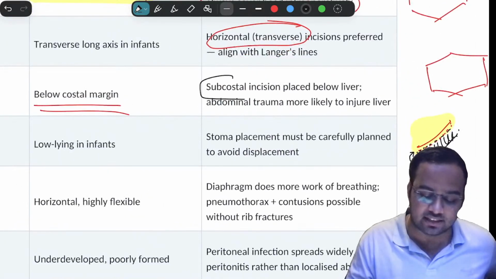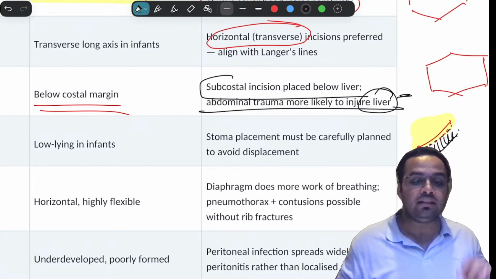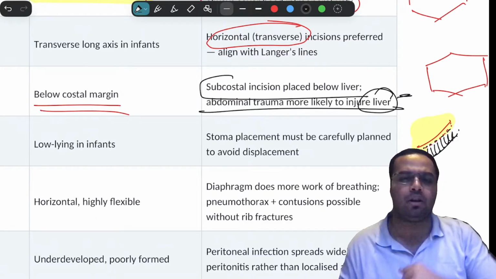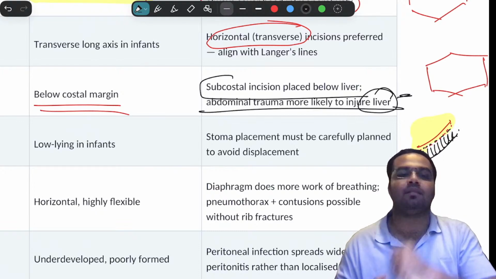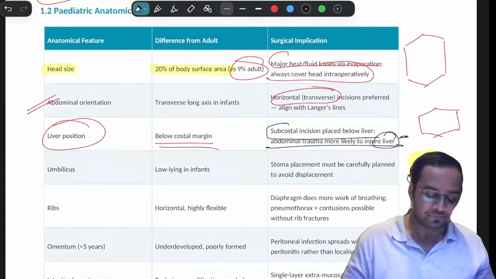So subcostal incisions are placed below the liver, and abdominal trauma is most likely to the liver. In adults, we saw that the most common organ injured might be the spleen, but here the most common injured organ in blunt abdominal trauma is going to be the liver.